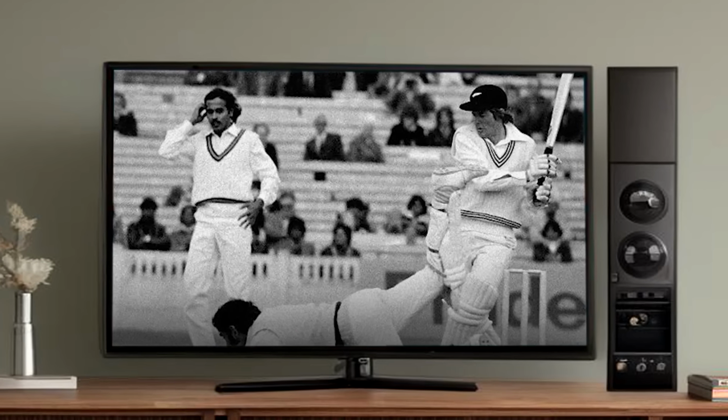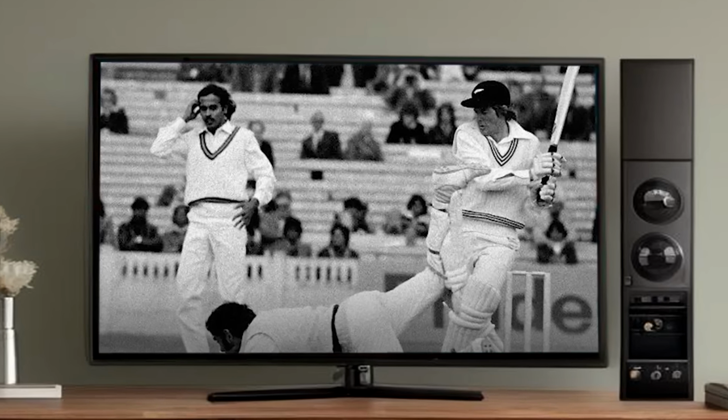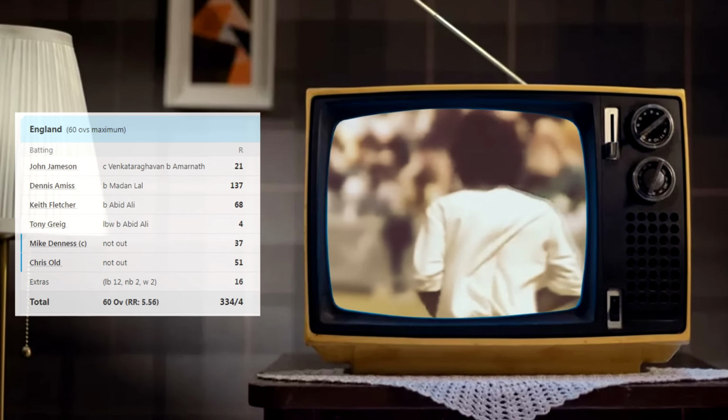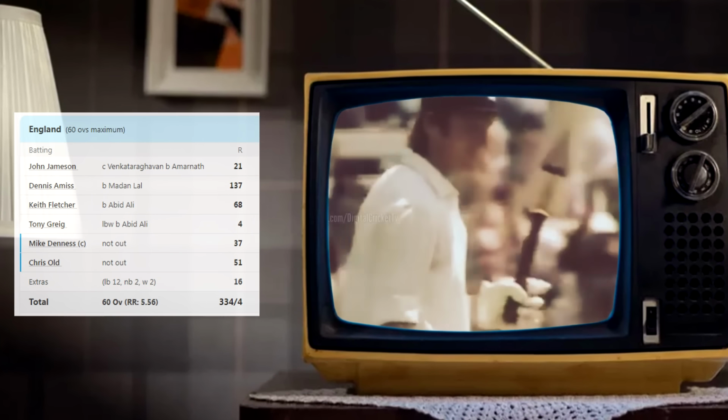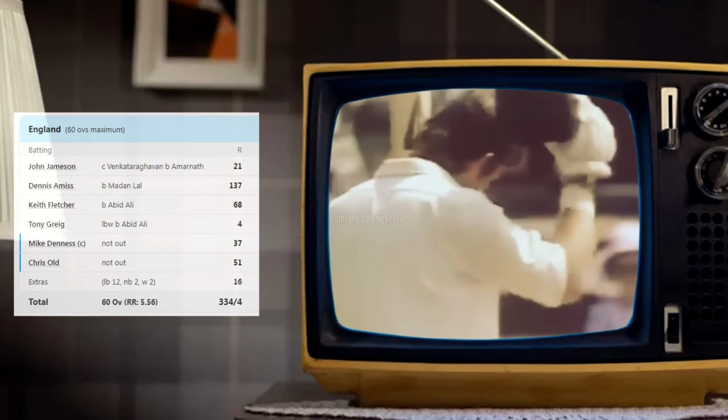Historic day for cricket. However, for Indian cricket fans, it will remain a horrific memory. Back then, they played 60 overs, so England batted first and managed to score a solid 334 runs. But when India came out to bat, that was a bad dream. The worst ever innings in the history of Indian cricket.